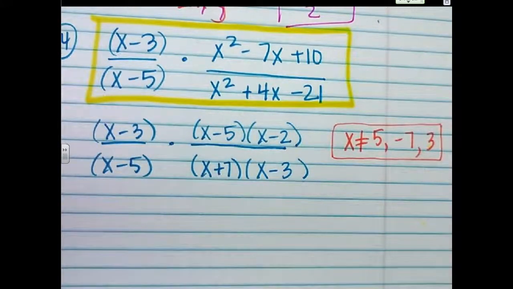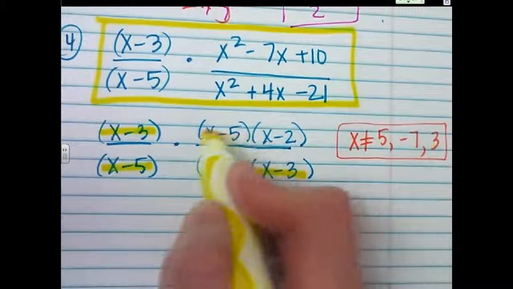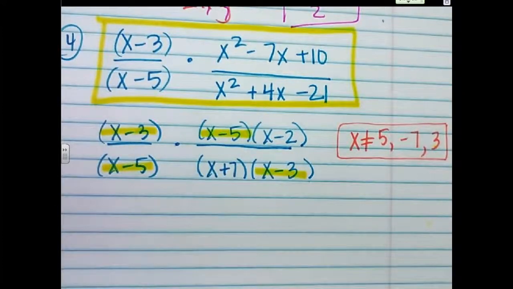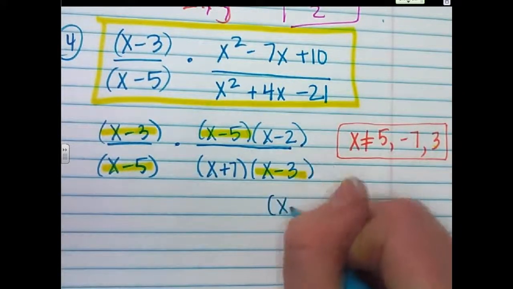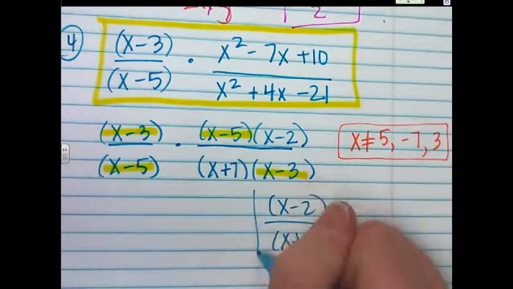Okay. So then what can I cross out? x minus 3, x minus 5. So left over would be x minus 2 on top, x plus 7 on the bottom.